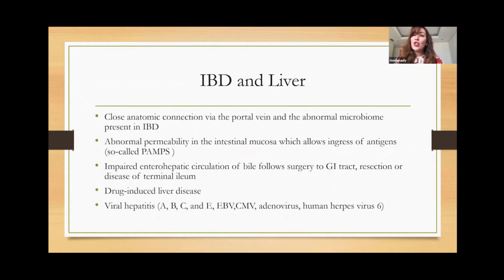IBD is the most common GI condition that we see associated with liver disease. And we're constantly in contact with our gastroenterology colleagues, referring us children with IBD and abnormal liver functions. This is because of the close anatomical connection between the gut and the liver via the portal vein, and the abnormal microbiome that's present in IBD and can be translocated to the liver. Another reason is the abnormal permeability of the intestinal mucosa, allowing ingress of pathological antigens and stimulation of pro-inflammatory cytokines.